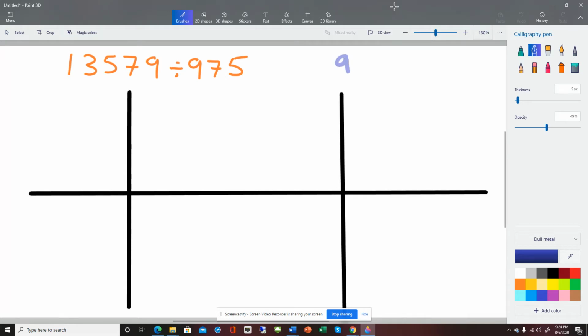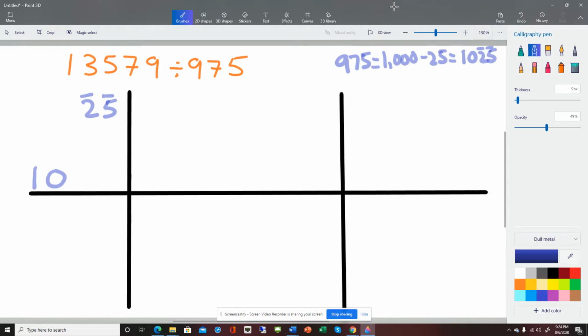975 equals 1,000 minus 25. So we indicate that like this, 1,000 minus 25. We put a bar over that, okay? So I'm going to put a 10 over here, and I'm going to put a 2.5 here. Both of these are flagged.